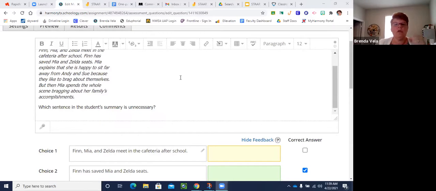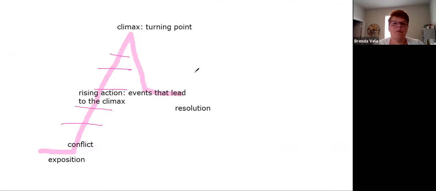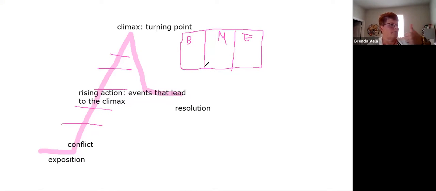Okay, so when you're taking your test and you have that lovely question about a summary, that's when you draw this lovely little chart. Do you guys remember this from the beginning of the school year? And we do beginning, middle, and end. Do you guys remember this? Yes or no?